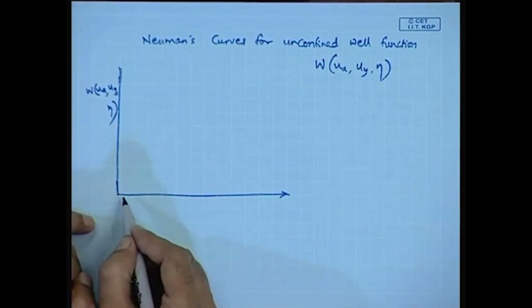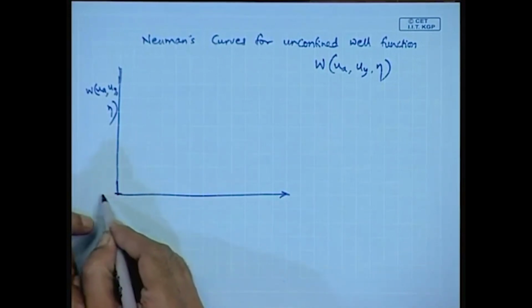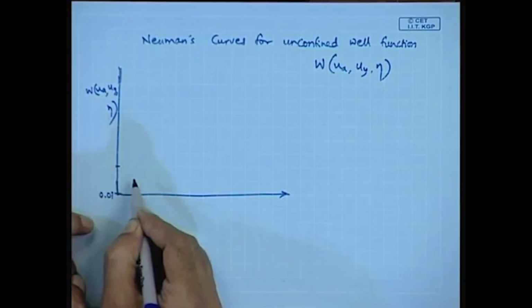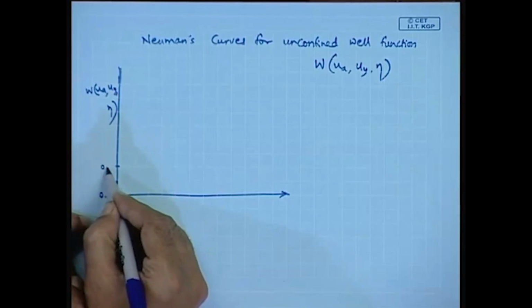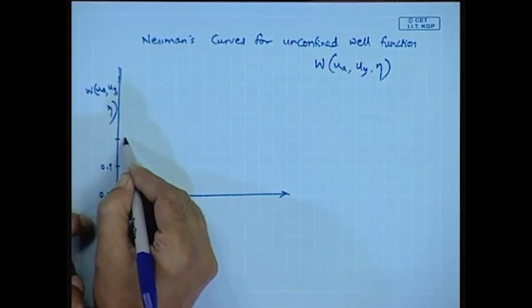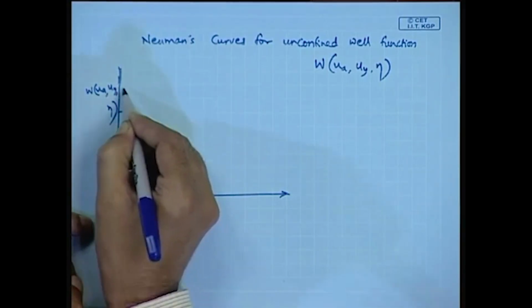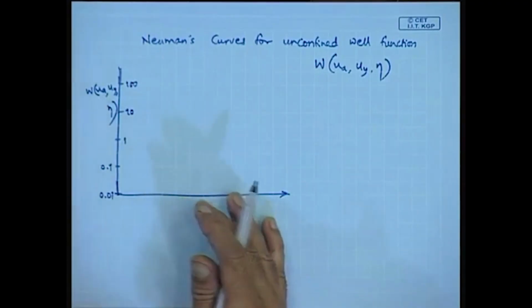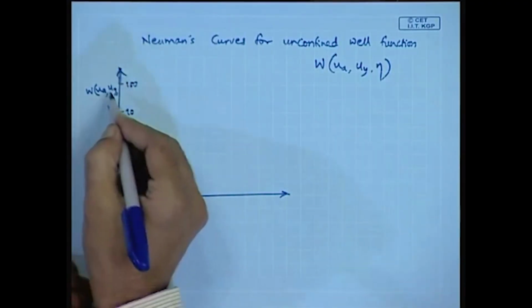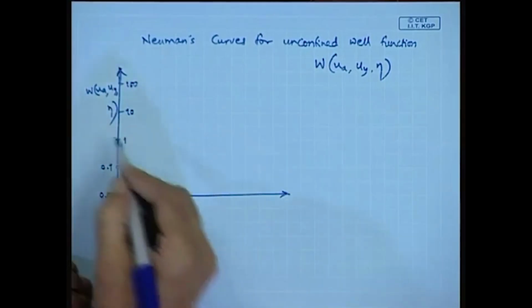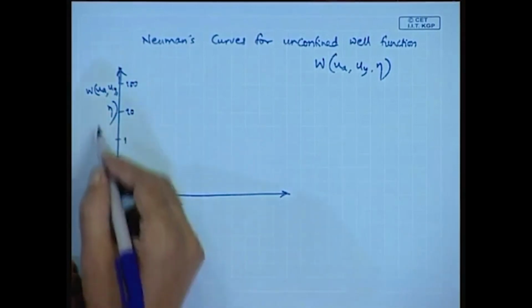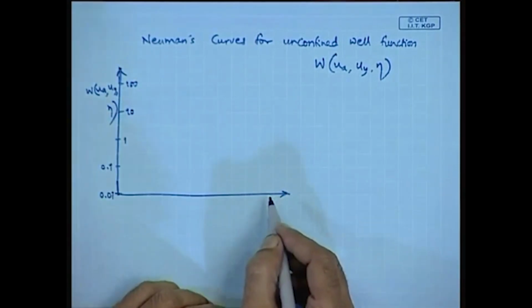And here it starts with say 0.01, then 0.1, this is 1, 10, 100. So, this is the unconfined well function which is plotted along the vertical axis.